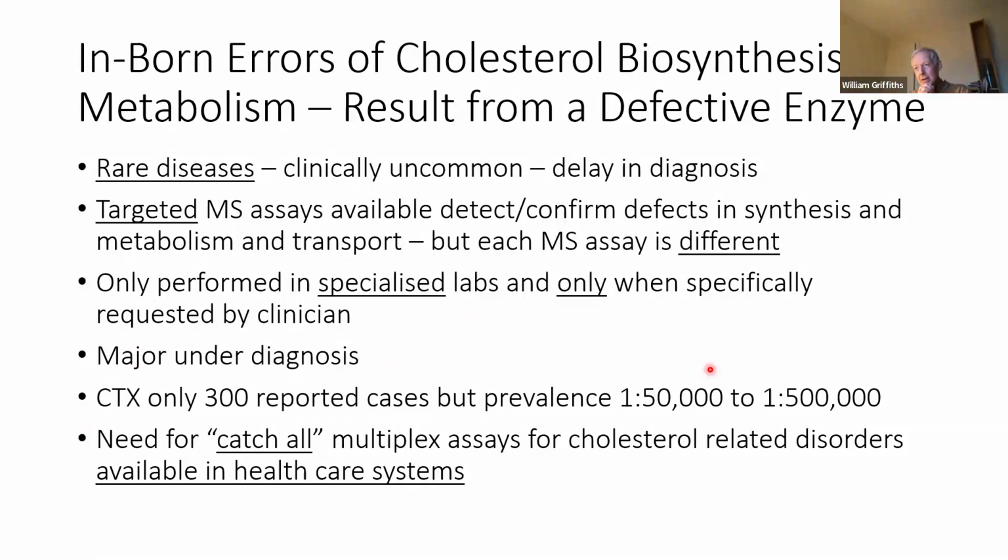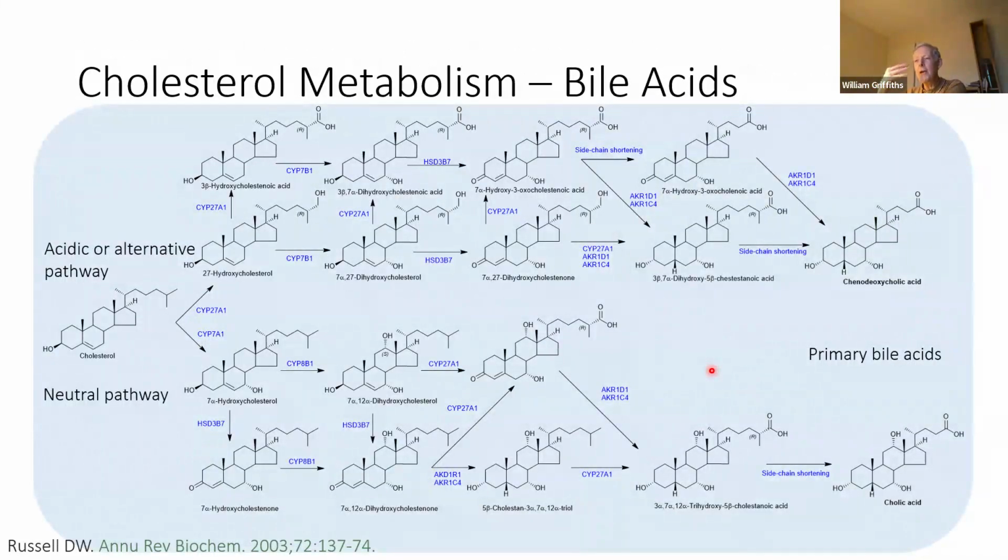So how can the diagnosis of these inborn errors be improved? One way would be, instead of having a different mass spec assay for each of the inborn errors of metabolism, to have a catch-all multiplexed assay where you could use just one assay to diagnose all the different inborn errors. And of course, this should be available to the different healthcare systems. It just so happens that the method we've developed, based on enzyme-assisted derivatization and then positive-negative ion switching so we can see the bile acids, really just about covers all the different inborn errors of cholesterol metabolism.